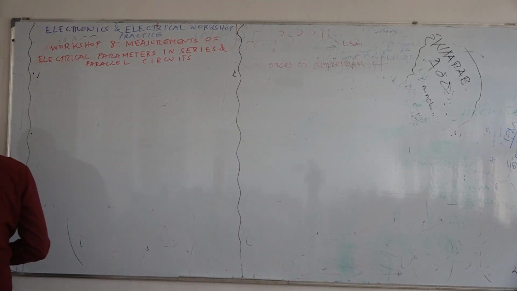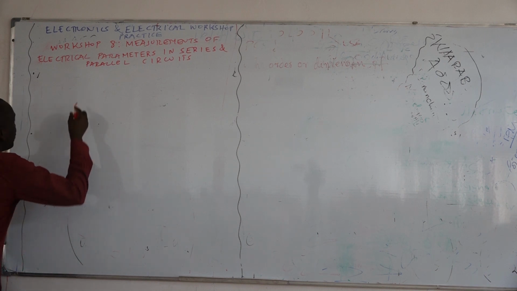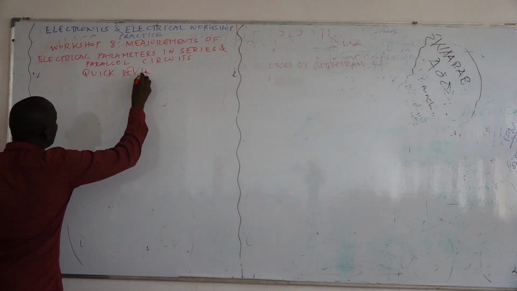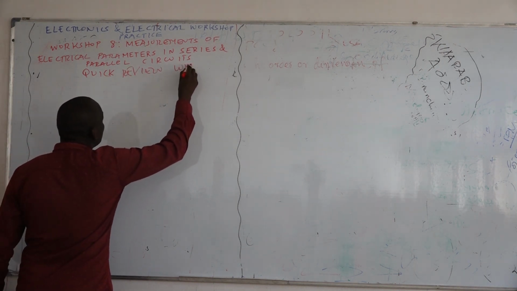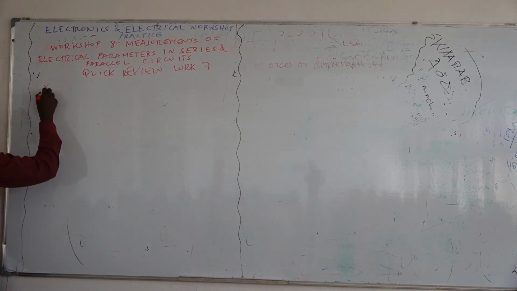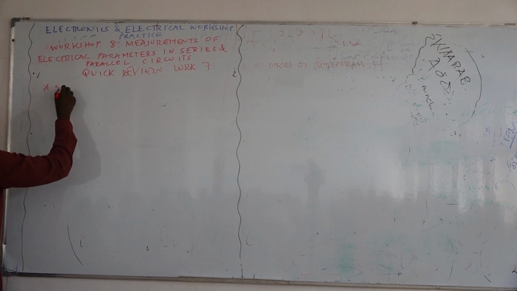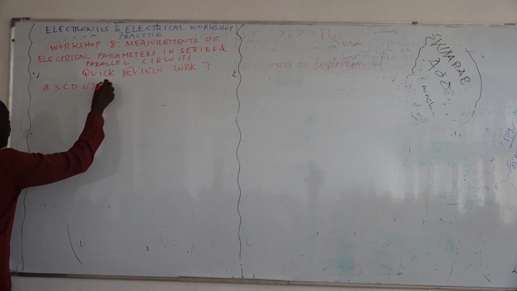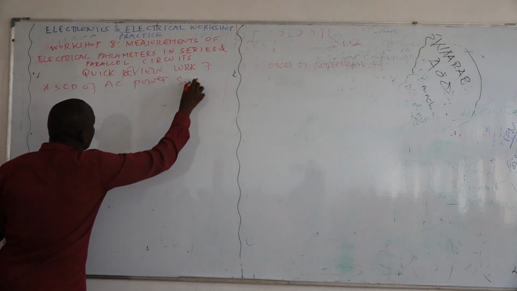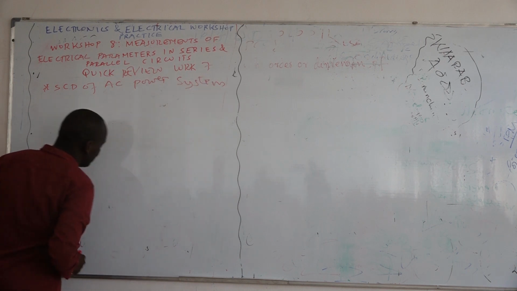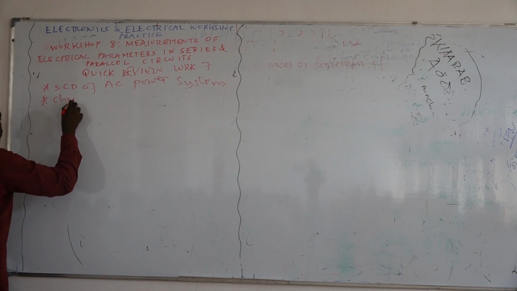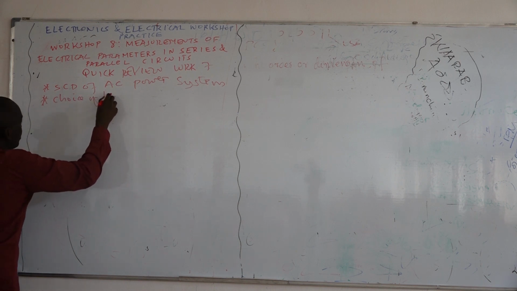Let us start with a quick review of the previous workshop, workshop 7. In workshop 7, I taught you how to draw the schematic circuit diagram of an AC power system. Another concept I taught you was the choice of different testing points.